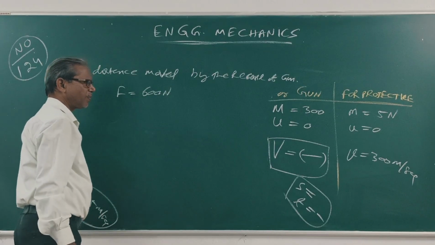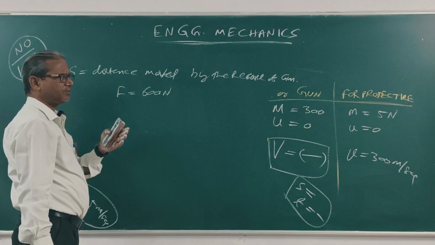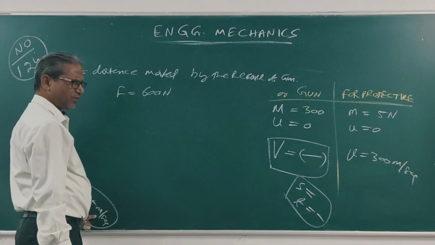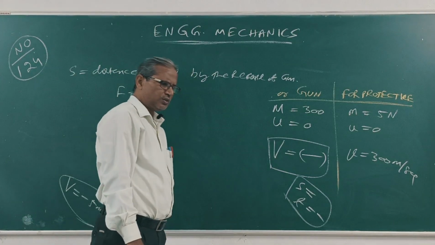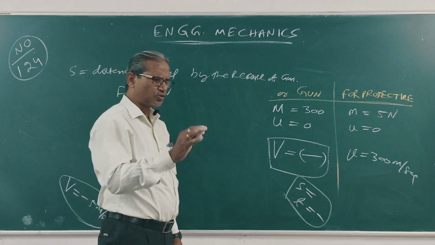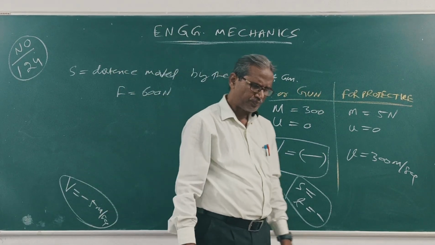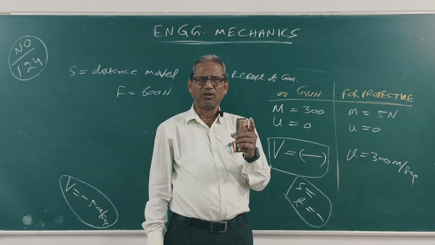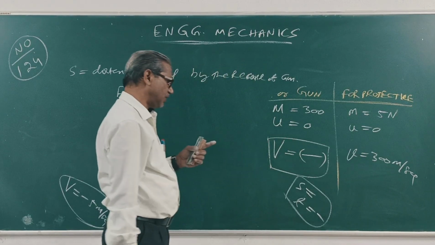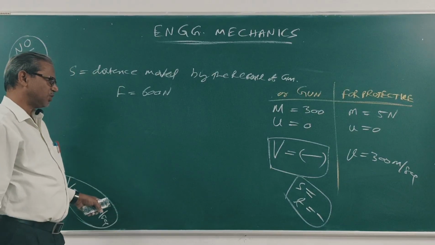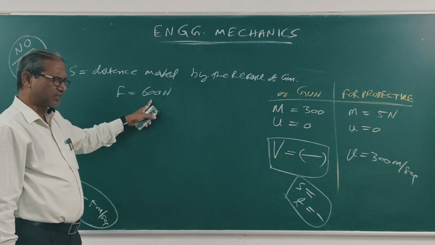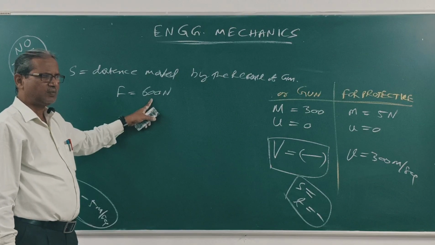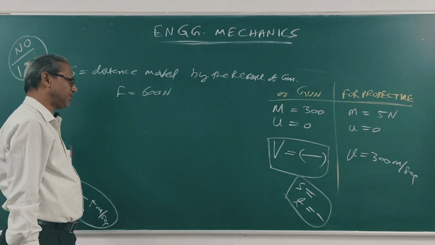Now, the gun will start with velocity 5 meter per second. So after applying force, the gun comes to stop. Clear? Initially, the gun recoils backwards with velocity 5 meter per second. So after applying force 600 Newton, the gun comes to stop. That means the final velocity is 0. Clear?